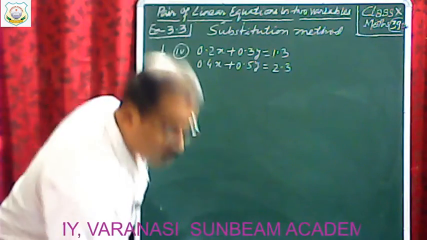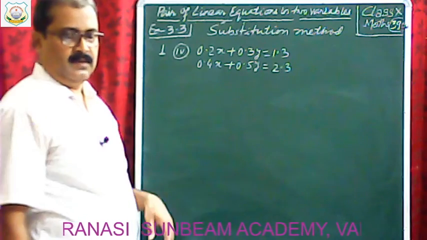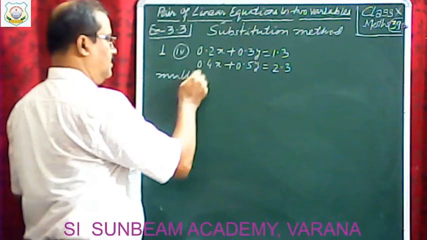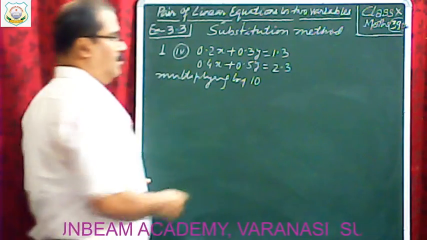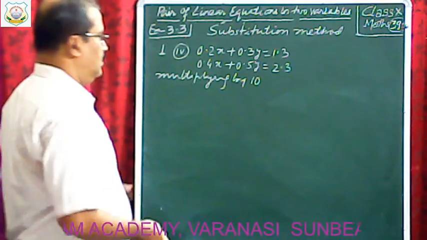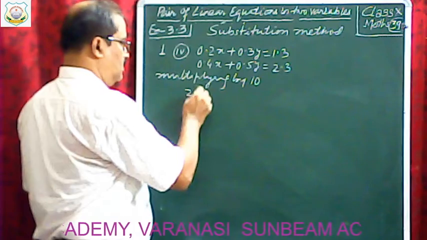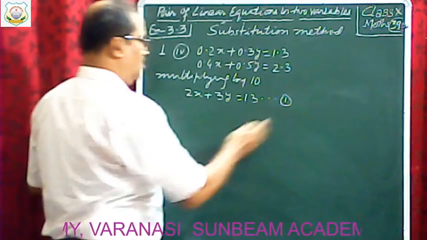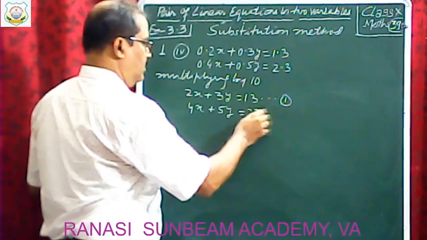Okay. So nothing else, you have to remove the decimal. For that you have to multiply both the equations by 10. Without removing decimal also you can proceed, no problem. But it is more convenient if you remove the decimals. So multiplying by 10, we get 2x plus 3y equal to 13, equation number 1. 4x plus 5y equal to 23, second.